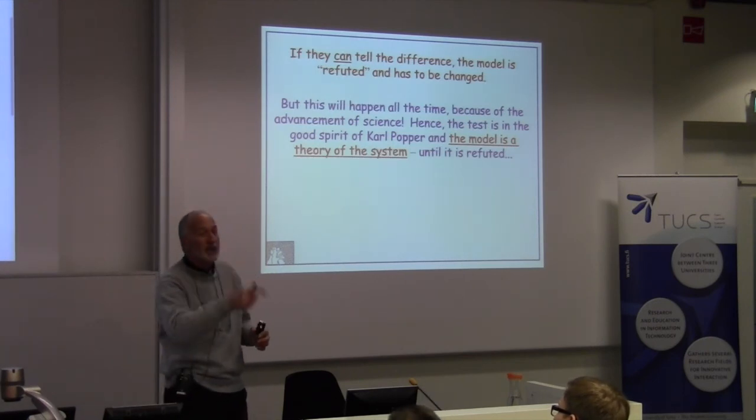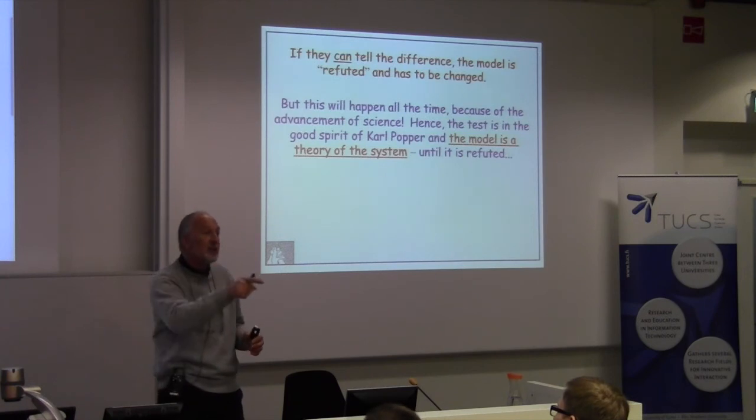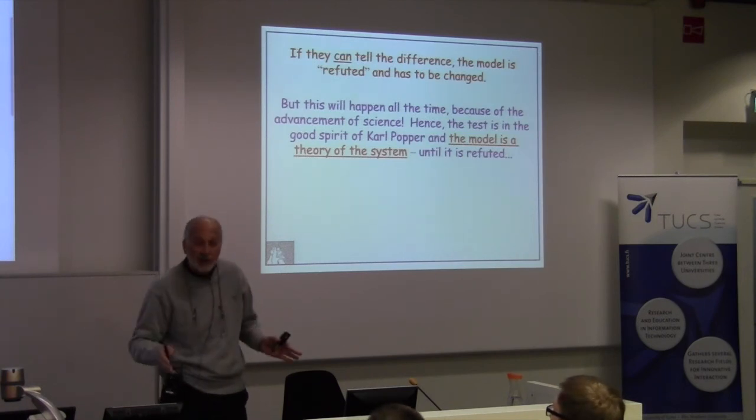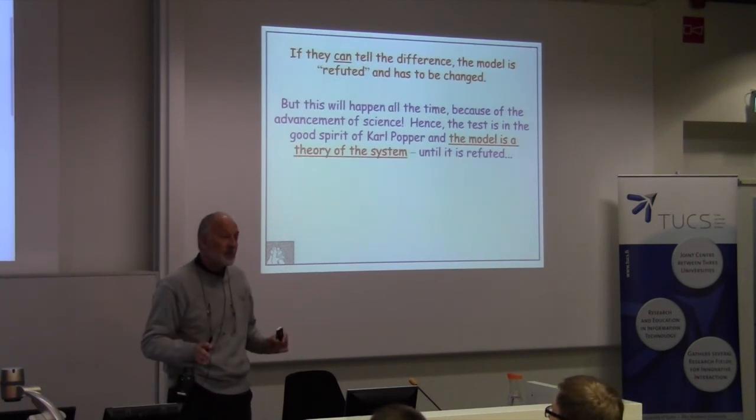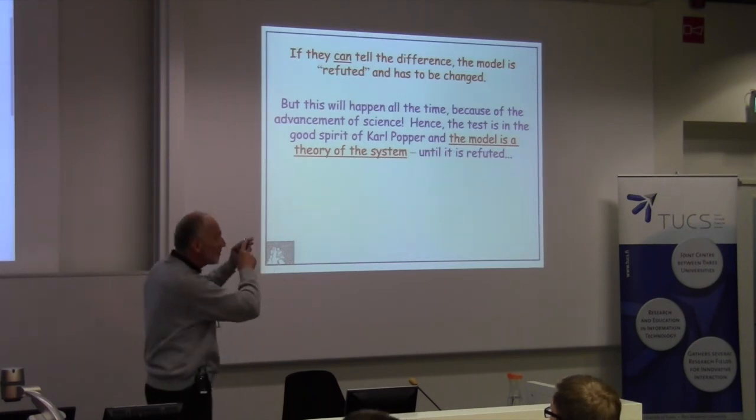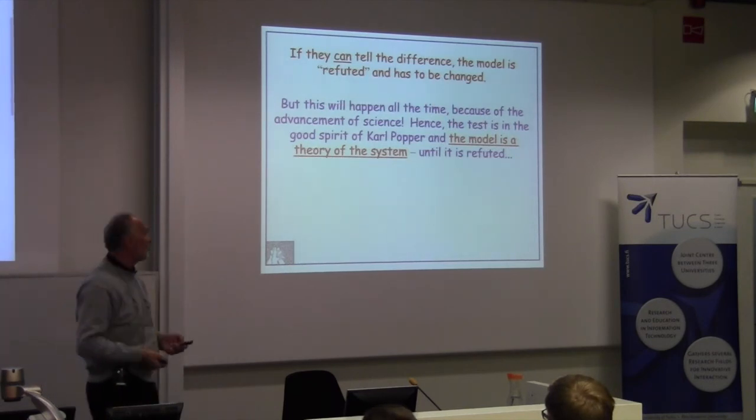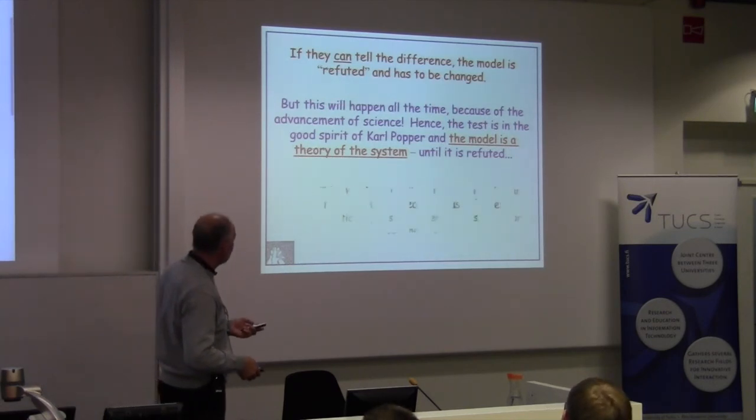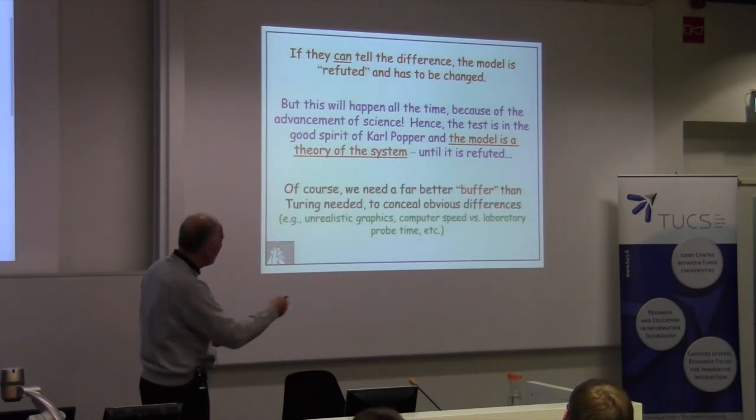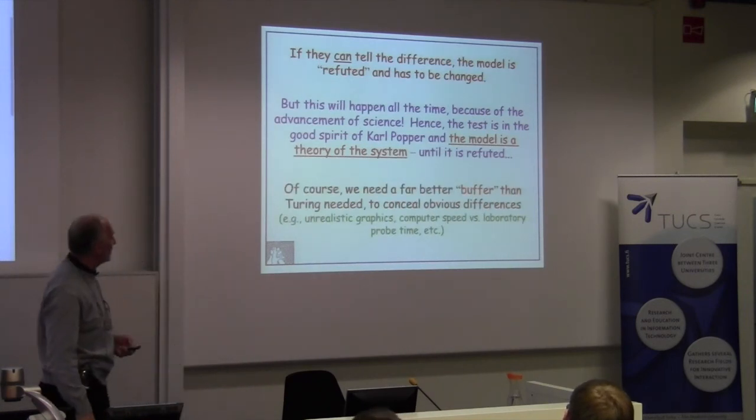Just like me believing that there is a dwarf in my Turing machine makes you upset. You don't like it. But go home and find a way to disprove it. I'm not saying there isn't a way. There are ways. It's not trivial. And this is going to happen all the time. So this is a Turing-like test with a twist taken from Popper's philosophy of science. And we need a better buffer, which I already said, for this kind of thing.